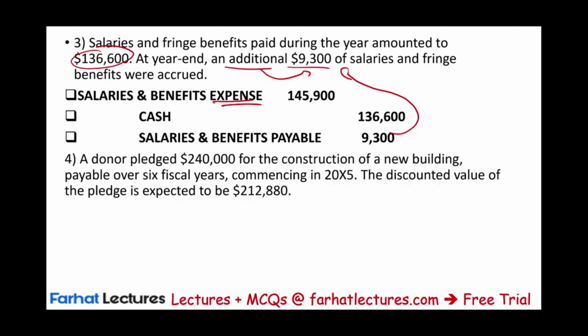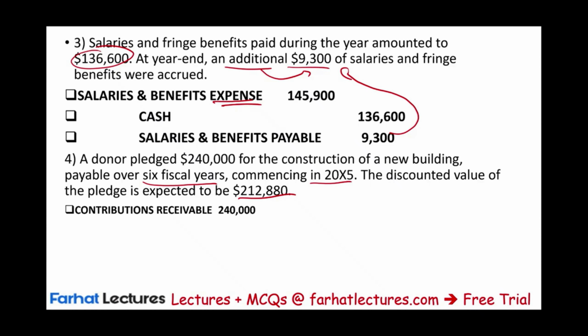A donor pledged $240,000 for the construction of a new building payable over 6 fiscal years, commencing in 20X5. The discounted value of the pledge is $212,880. Now, we gave you the discounted value because it's longer than a year. We don't want you to worry about finding the present value. The present value is that much. We're going to debit the receivable, $240,000.